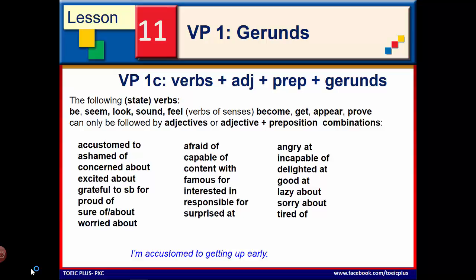Responsible. Responsible for. Delighted. Delighted at. Content. Content with. Sure. Sure of, or sure about. Okay. Excited. Excited about. Angry. Angry with or at. Okay. Good. Good at. Interested. Interested in. Capable. Capable of. Afraid. Afraid of. Ashamed. Ashamed of. Excited. Excited about. Proud. Proud of. Famous. Famous for. Alright.